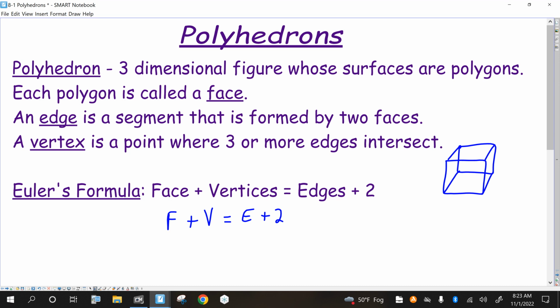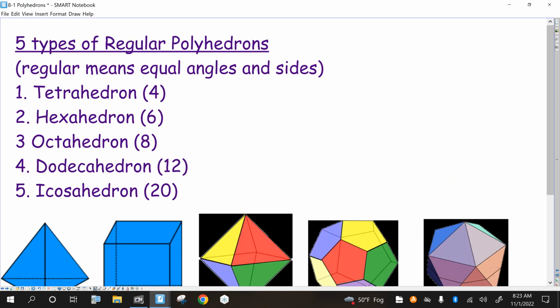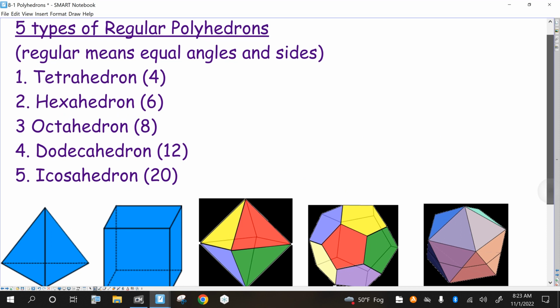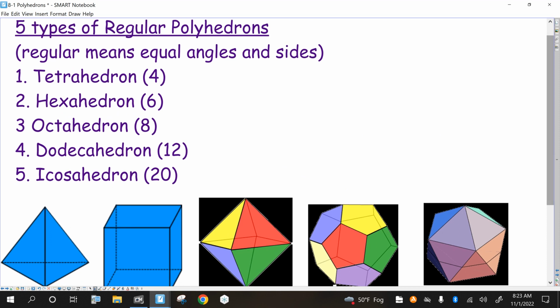This is a formula you need to know that will not be given to you, so make sure you put a little star by it in your notes. All right, so let's talk about our 5 types of polyhedrons. You do not have to draw these pictures, of course. That might be hard to draw, but go ahead and write down these 5 types. They are regular polyhedrons. Now, regular means that they have all the same angles and all the same side lengths. So they're equal angular, equilateral, or those words from our last unit.